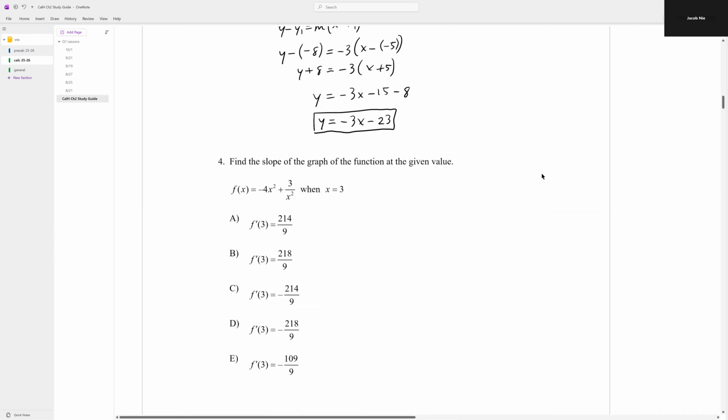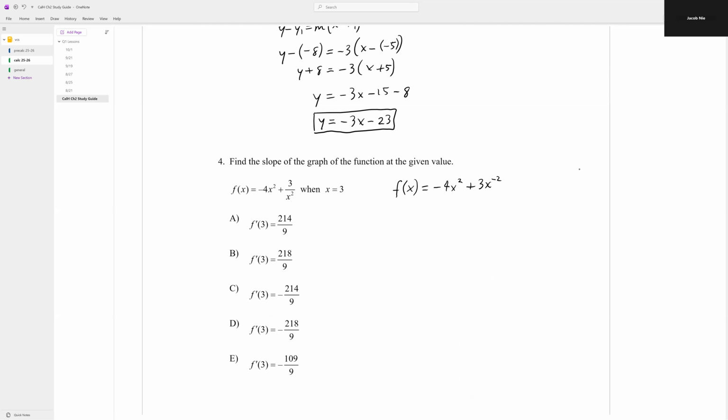Question 4 has us finding the slope of the graph of the function at the given value. All right, so this calls for a derivative because that's what it means to have a slope of a particular graph. So first, I'm going to rewrite the function in a more convenient term by writing it in terms of powers, because I don't want fractions, because I want to avoid using quotient rule if possible. So I can rewrite the function f of x as -4x squared plus 3 times x to the power of -2.